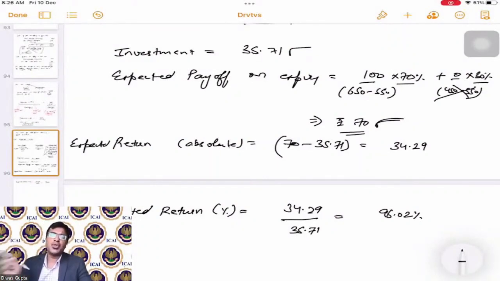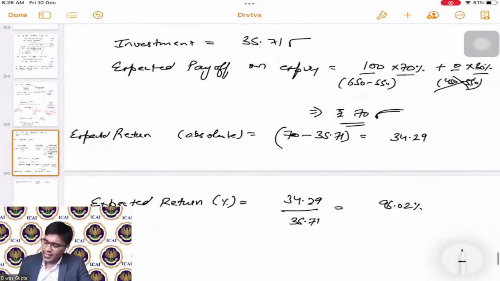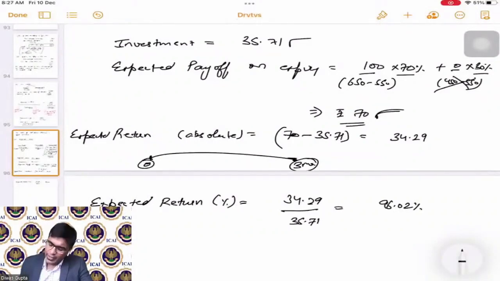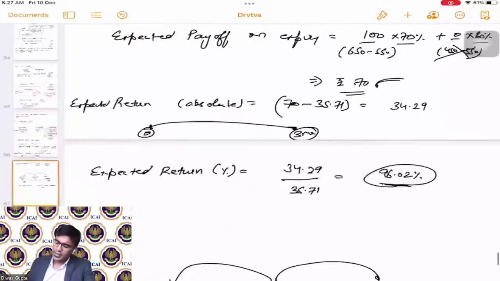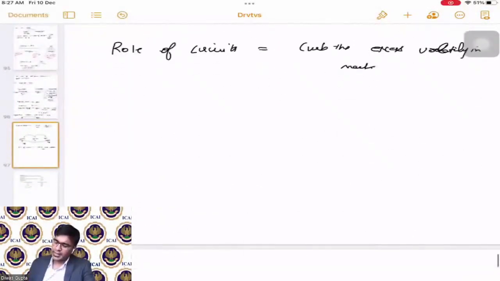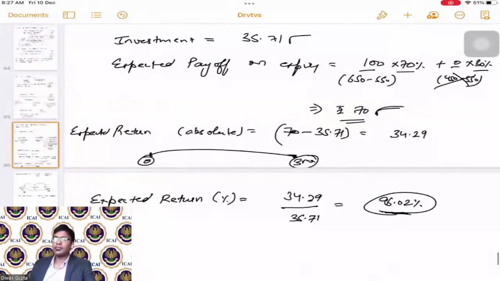Because the return has to include the time value of money. Hence, we have taken that today I'm getting this, and on a future date I will get that after 3 months. So this will also include the interest cost. So basically 96.02 percent includes the interest cost as well as the other appreciation that has happened. Okay, Naveen, I hope this is what you were asking. If not, please elaborate the question.